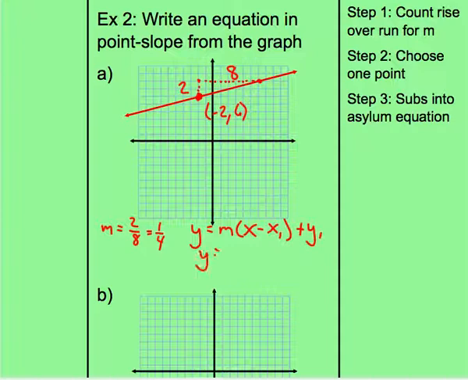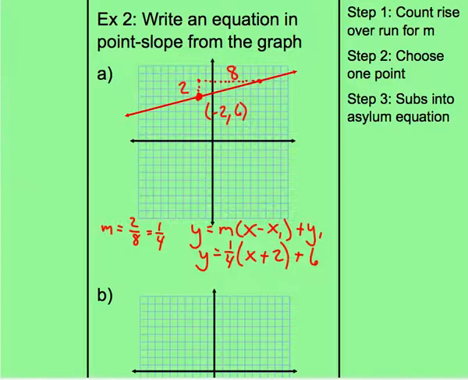Substituting, our slope was 1/4. Our x value is -2. When it goes inside the asylum, it doesn't act normal, so it becomes a +2. And outside the asylum, we've got a +6, so it stays normal as a +6.